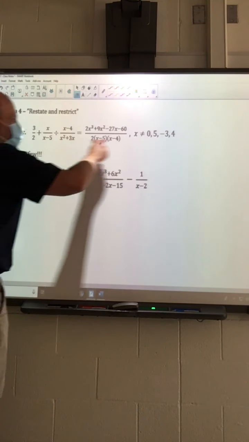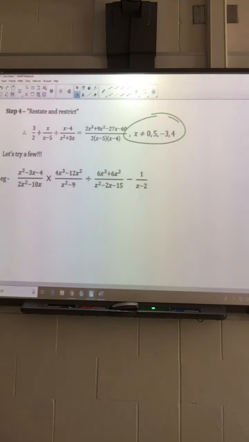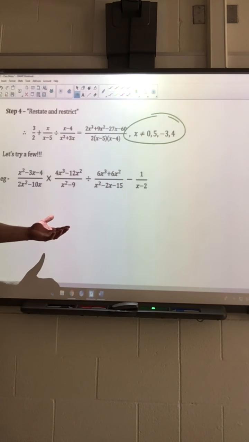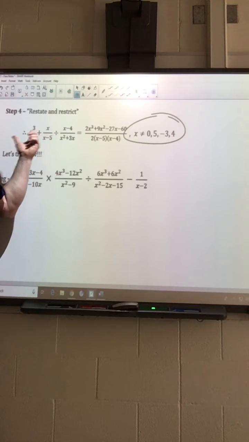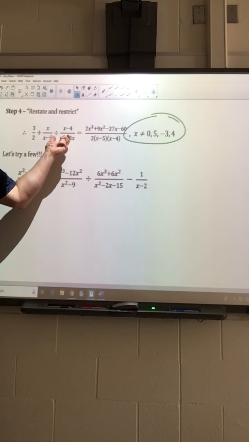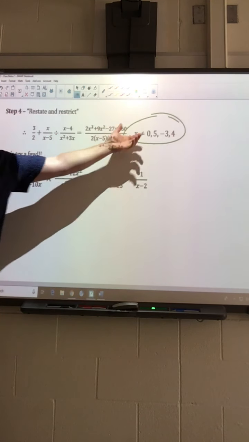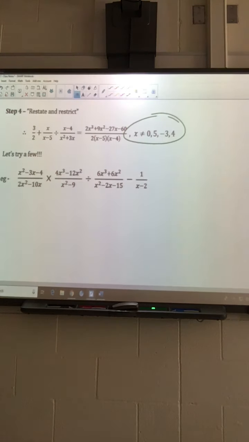Okay, so there you go. And don't forget about your restrictions, okay? Now, we haven't canceled any of the restrictions out, but by compiling them together, the restrictions that we had here and here and here are the same restrictions that we would have had in the end in the individual fractions, but we didn't seem to cancel anything out, did we? Okay?